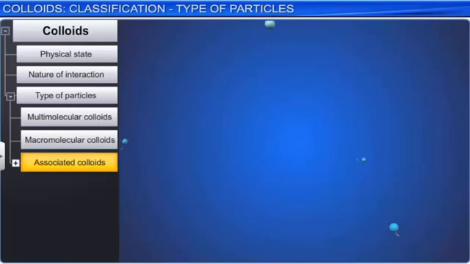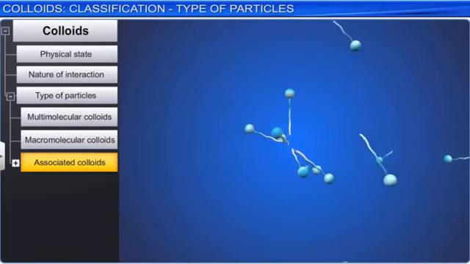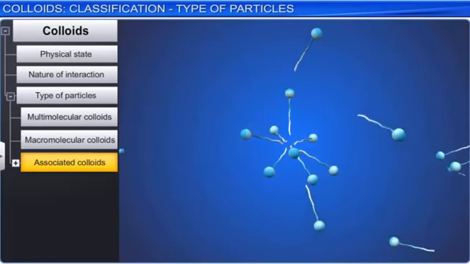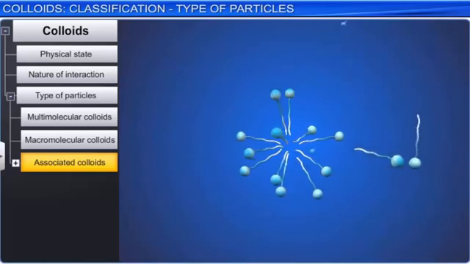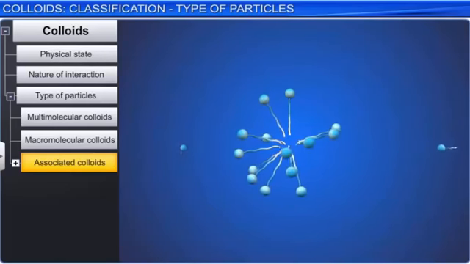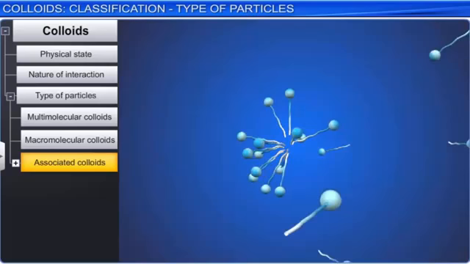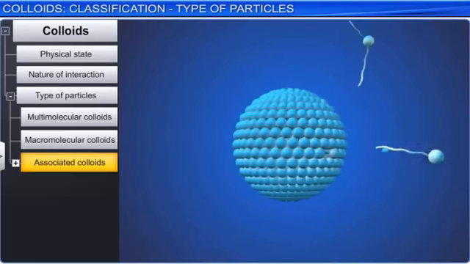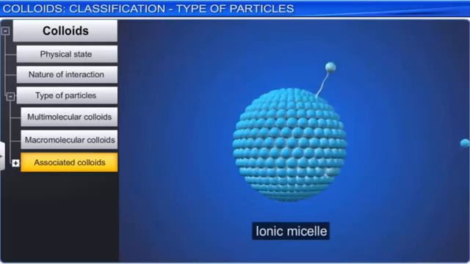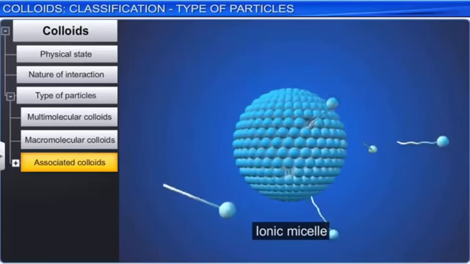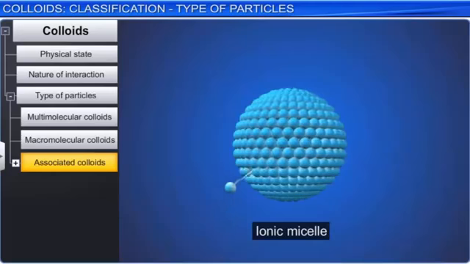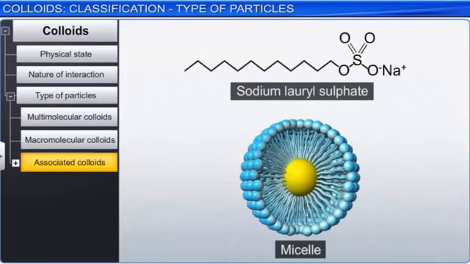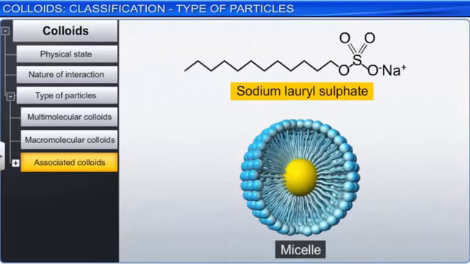Thus, a cluster is formed with the hydrocarbon chains pointing towards the center of the sphere, and the COO- part oriented outwards on the surface of the sphere. The aggregate thus formed has the dimensions of a colloidal particle and is known as an ionic micelle. Detergents like sodium lauryl sulfate undergo micelle formation in a similar manner.